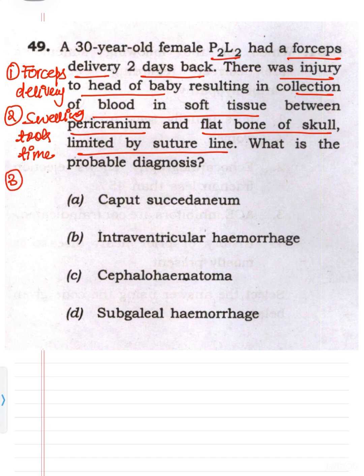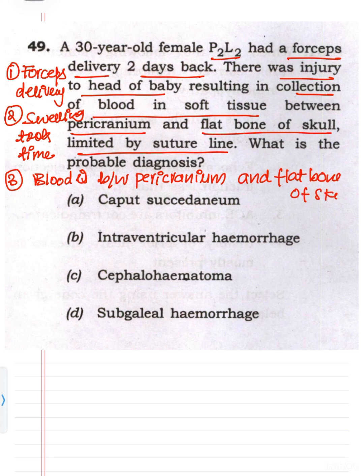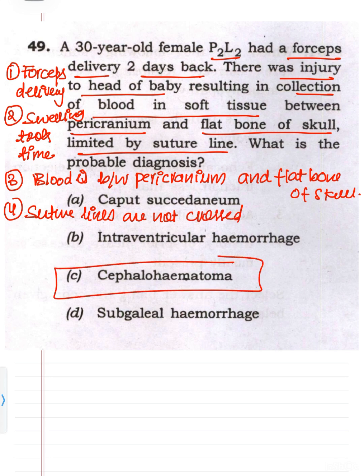Number 3, it is clearly saying that the blood is between pericranium and flat bone of skull. Number 4, it is saying that it is limited by suture line. So the suture lines are not crossed. So the answer will be the cephalohematoma. So the correct answer will be the cephalohematoma.